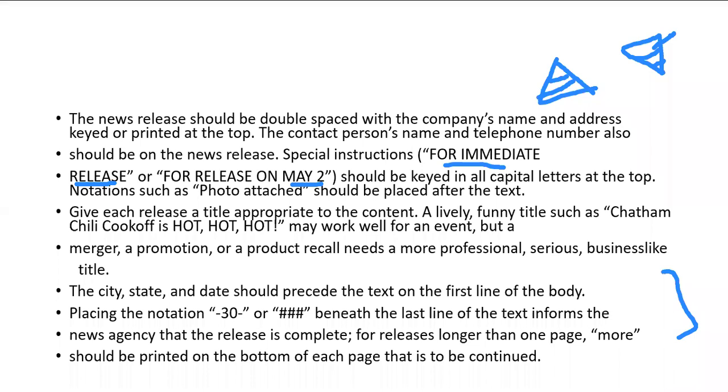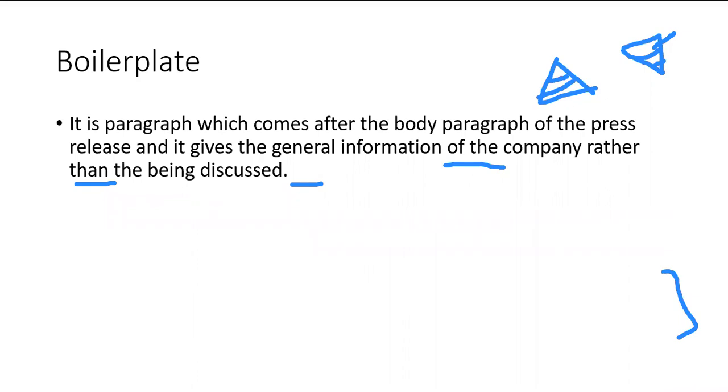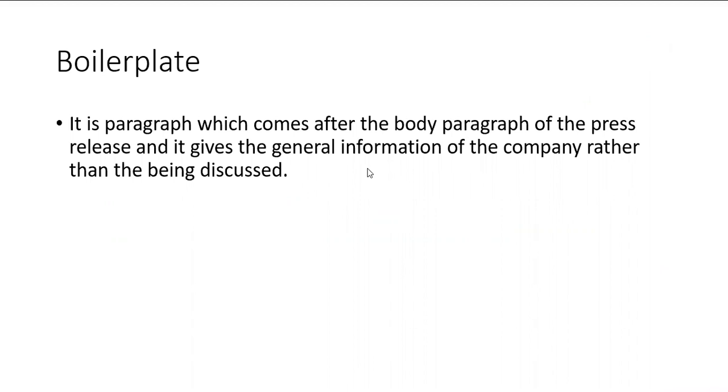Now let me clear the markings first. Clear all drawings. All right, there is a paragraph which comes after the body paragraph, and it is called a boilerplate. Now, what happens here? Here, you're not going to talk about the issue which you have discussed in the earlier paragraphs of a news release. Here, you're going to talk about the organization itself. It may be a little bit of its history, some key accomplishments, the staff it is comprised of, meaning not what sort of staff, but the numbers of the staff. So you just sum up some important information.